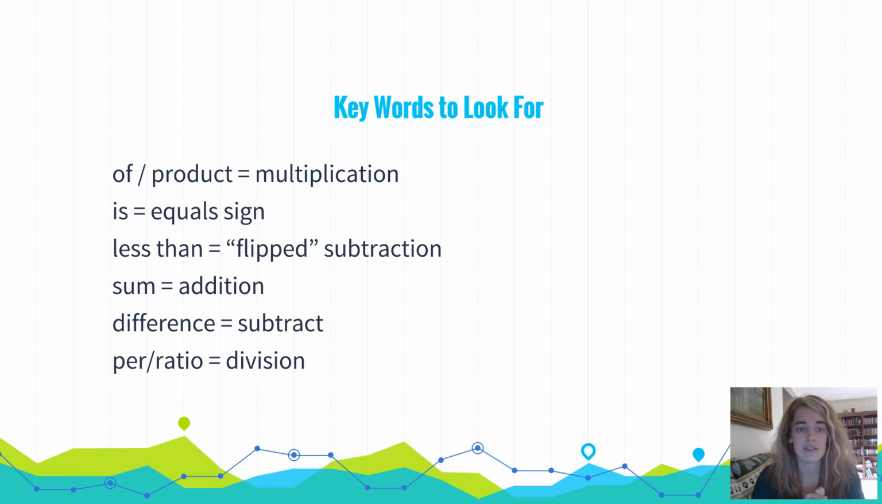If you see the word is, that's an equals sign. If you see the word less than, that's called flipped subtraction. We're going to talk about that later. That won't be in this video, but it is important, so write it down. Sum is addition, difference is subtraction. If you see the words per or ratio, that's division. Pause the video, write it down.